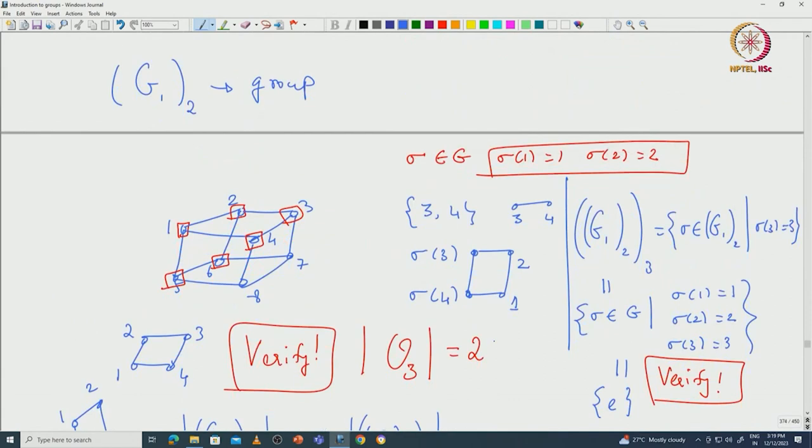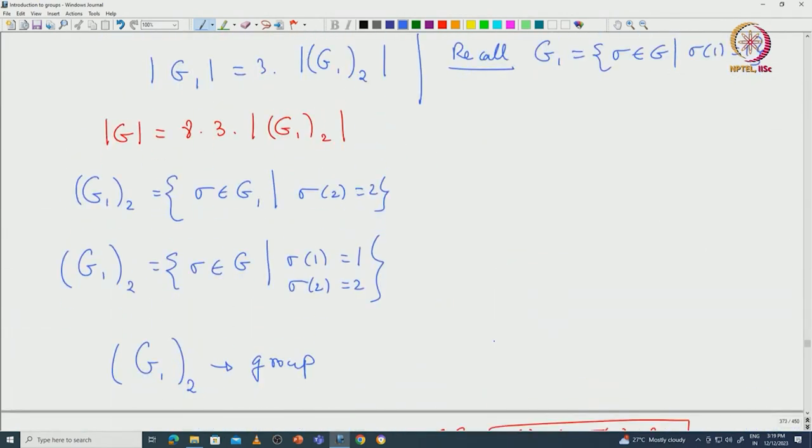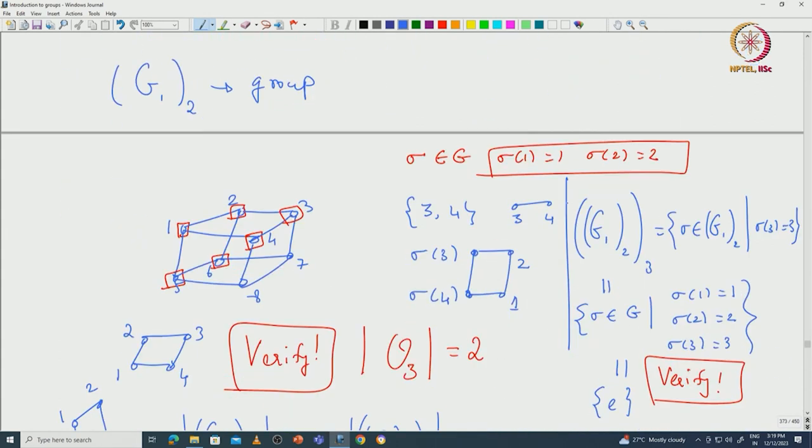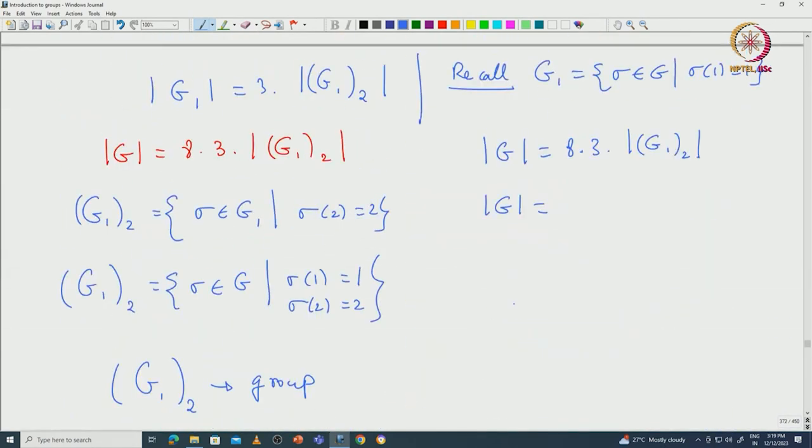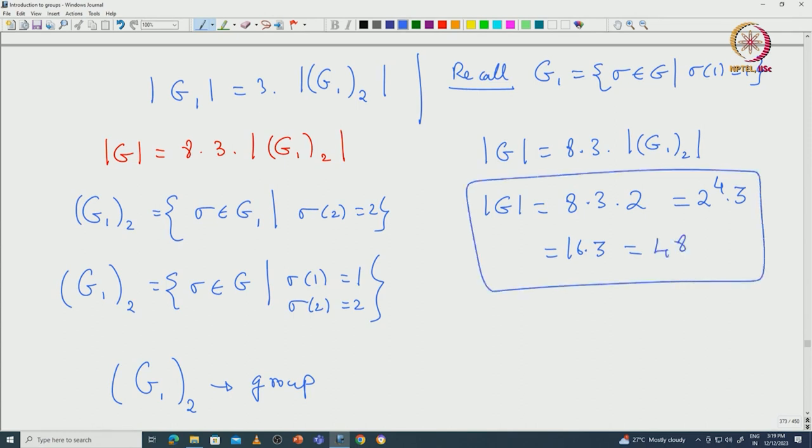If you go back to our formula, what does our formula say? The cardinality of G equals 8 into 3 into the cardinality of G12. We just verified that the cardinality of G12 is nothing but 2. So, in particular the cardinality of this G is 8 into 3 into 2. That is exactly 2 power 4 into 3, which is 16 into 3, so 30 plus 18, 48. That is the cardinality of G.